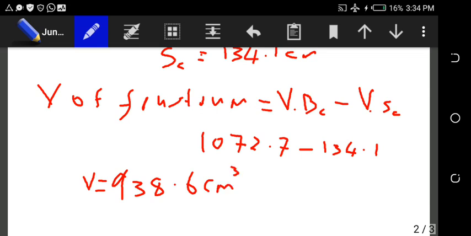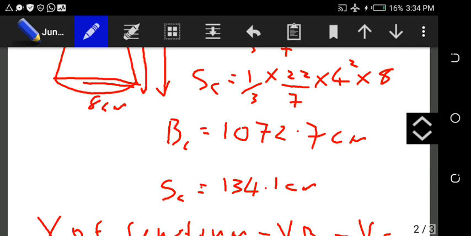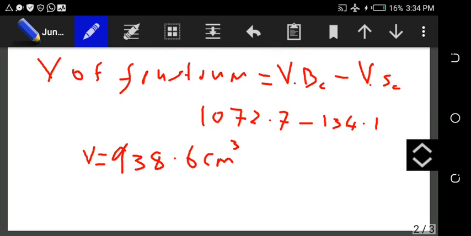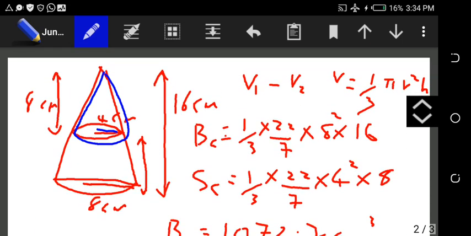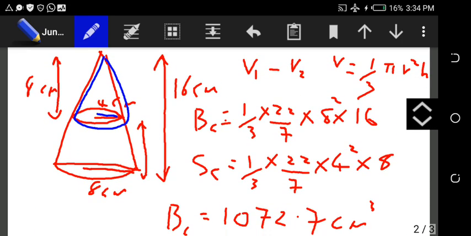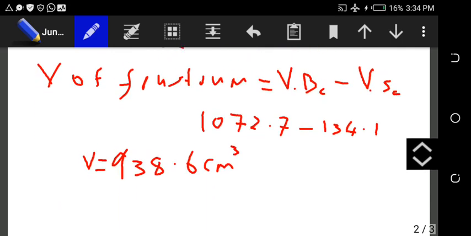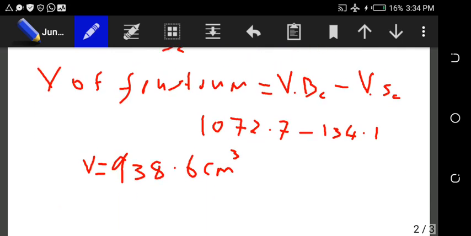cube. Oh, I forgot, when I was writing this, they are supposed to have cube. Remember that your volume has cubic units, so it's not just cm but cubic units. So the volume of the frustum under consideration here will be 938 cm cubed. And this is really how we calculate the volume of a frustum.